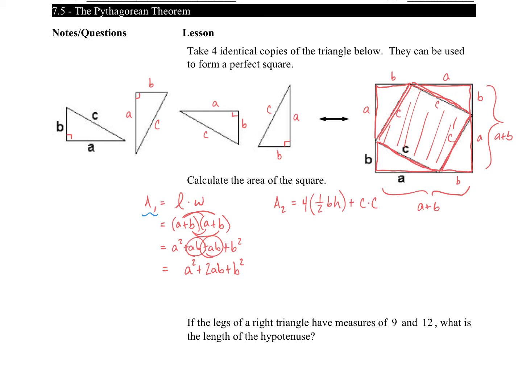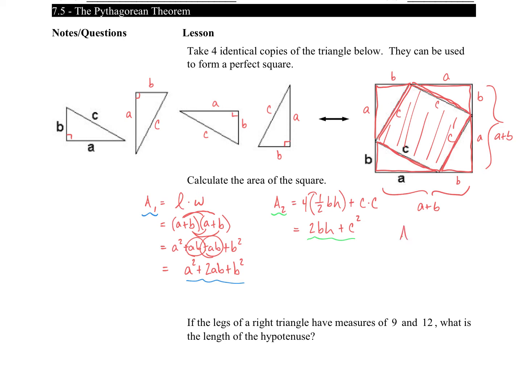All right, so let's rewrite this a little bit nicer. So 4 times 1/2 is 2, and C times C is C squared. So now I've got two different ways to represent the area of this figure. Now remember, it's the same figure. So this must be the same area as this, because they are the same square. We've just calculated them different ways.